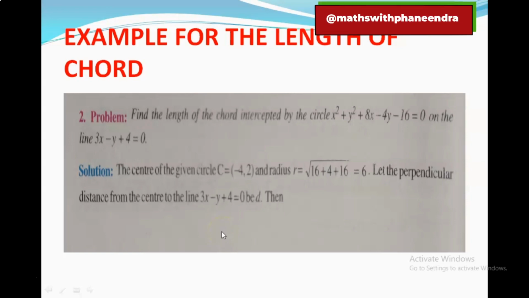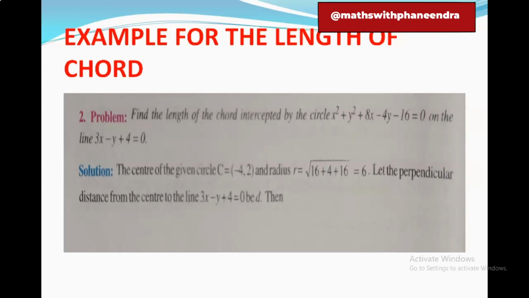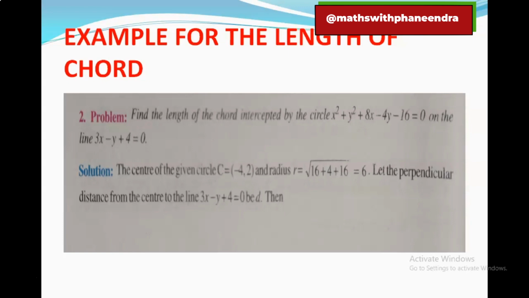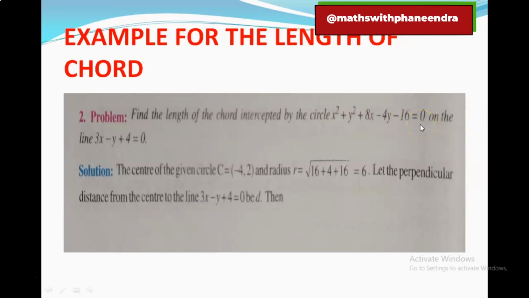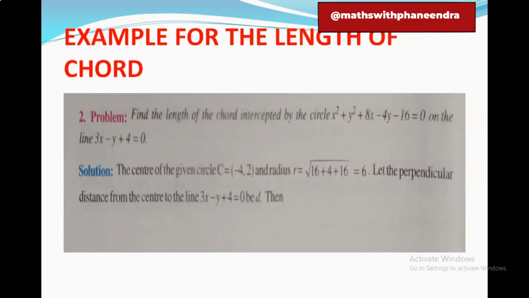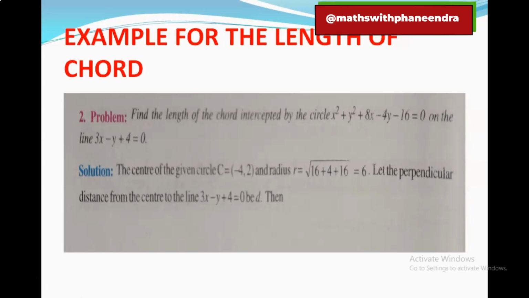from the given data. First, write the given circle and calculate its center and radius. After that, from the circle center to the given line, calculate the perpendicular distance. See that, first the center of the given circle C is equal to, first you have to write the given circle, x square plus y square plus 8x minus 4y minus 16 equal to 0. I already said in previous classes, center of the circle is equal to minus coefficient of x by 2, minus coefficient of y by 2.